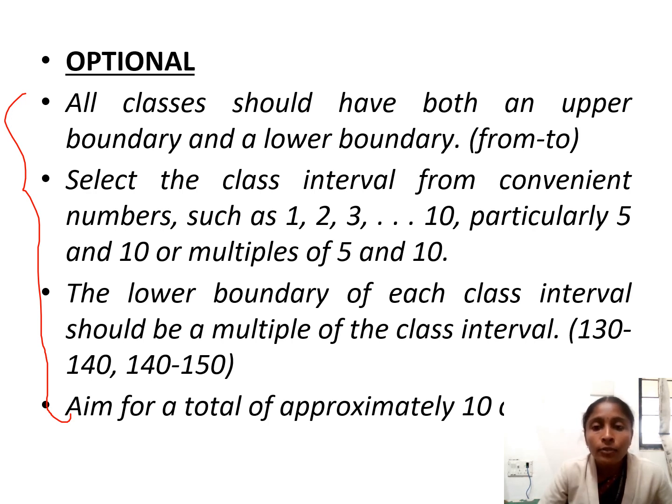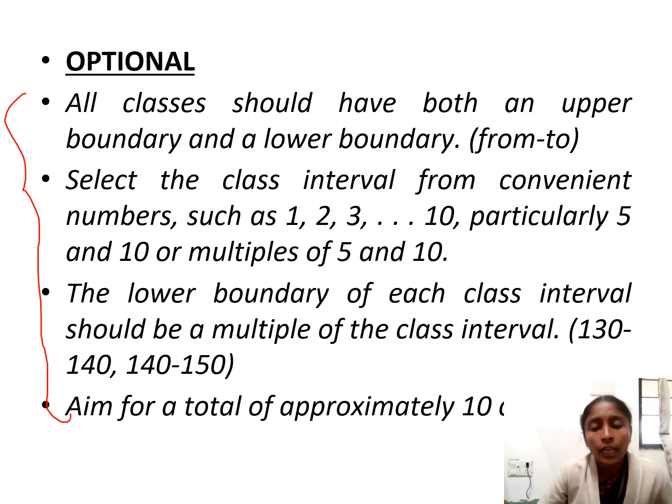And select the class intervals from convenient numbers such as 1, 2, 3, 5 or 10. It entirely depends upon our example data set. Suppose our data set contains values below 100, we can take the class interval as 5 or 10. Suppose the data set contains values more than 100, or more than 500 or 1000, we can consider the class interval as 100 or 500. It entirely depends upon the given or chosen data set.